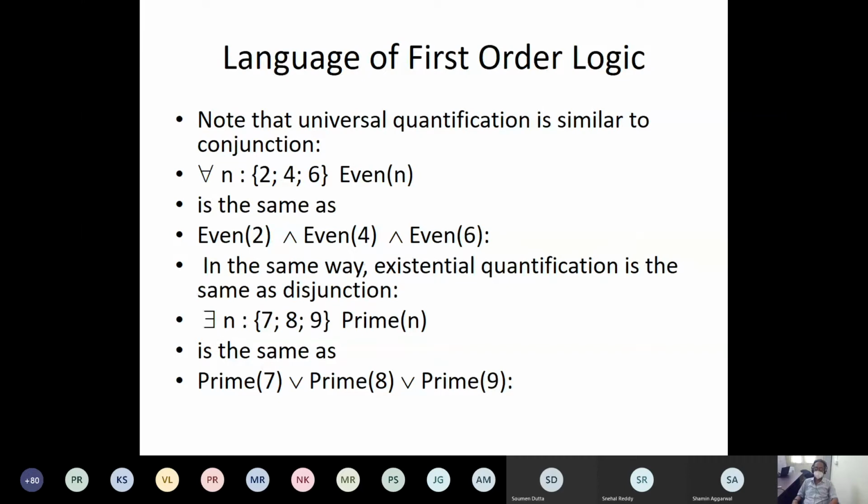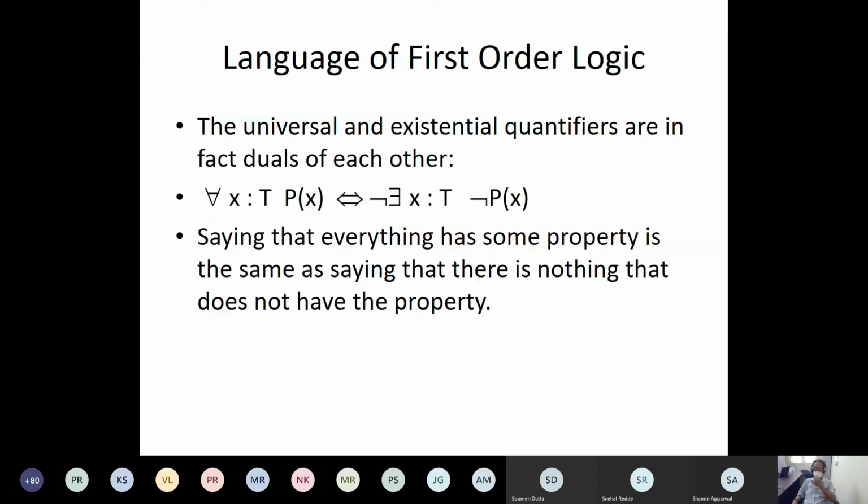So that is about quantification. Just one other thing: how to handle negations. Universal and existential quantifiers are in fact duals of each other, just as you know that AND and OR are duals of each other. When you negate an AND, you convert it to an OR, and vice versa.